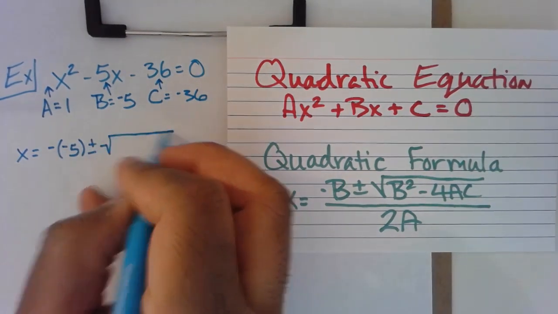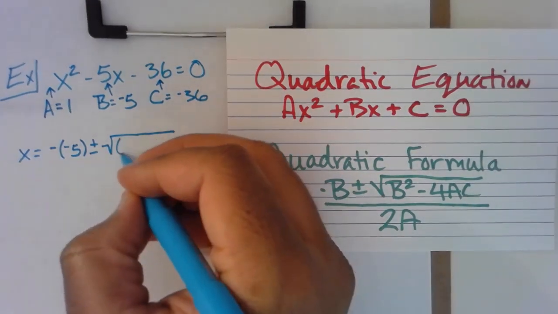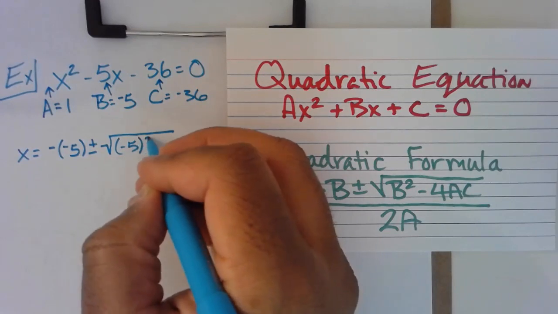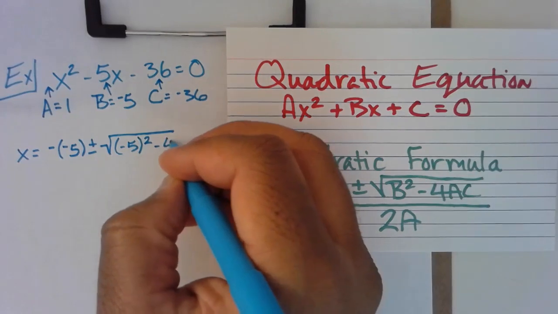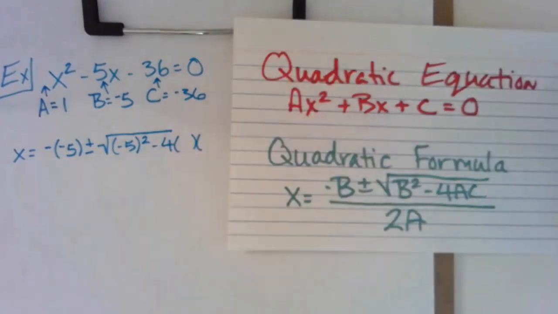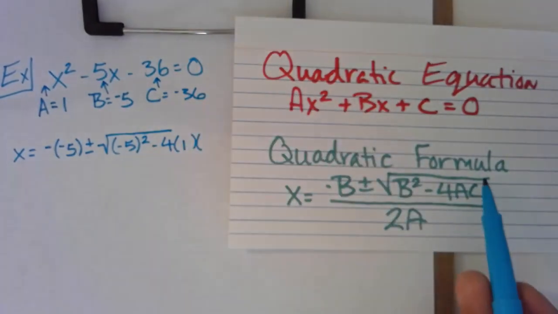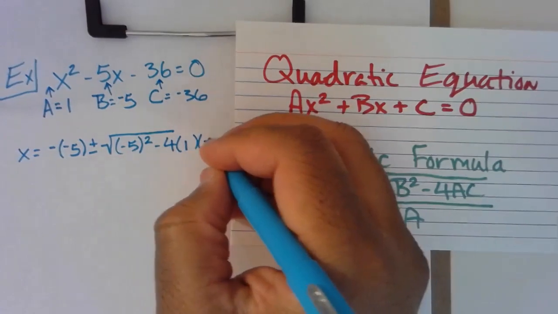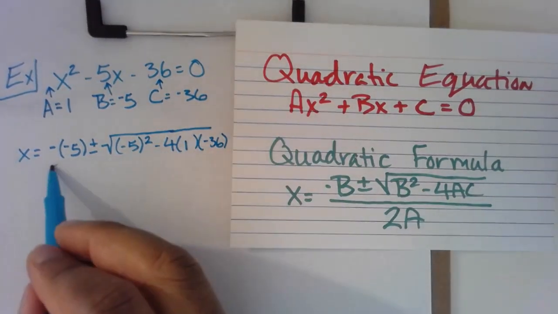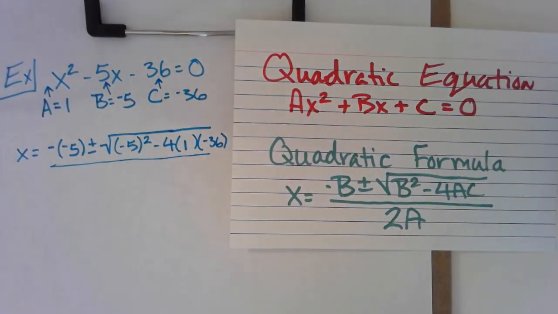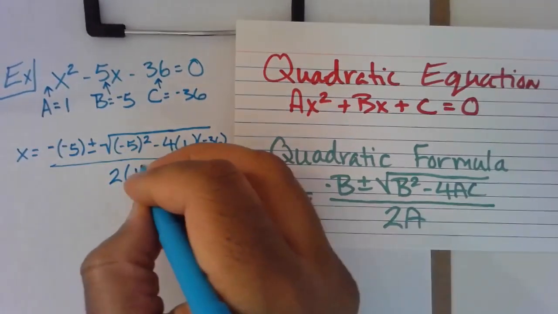And I have plus or minus b squared. And so my b squared in this case is just going to be a negative 5. And I'll put my little squared symbol here. Minus 4, parentheses a, so my a here is 1, c, and my c here happens to be a negative 36. All of that on top of 2 times a, so it'd be 2 times the 1 that is right here.